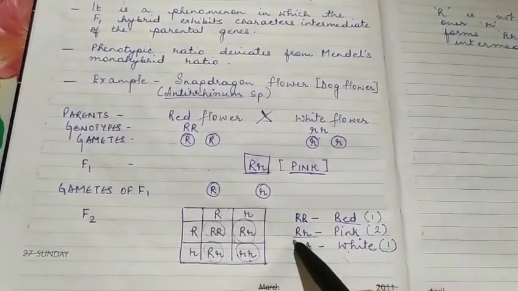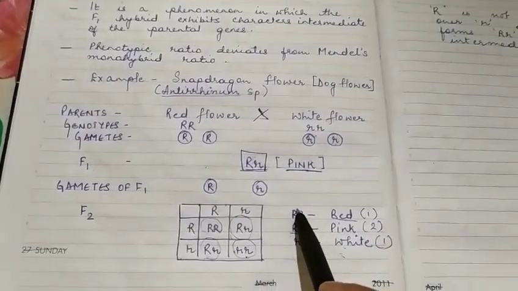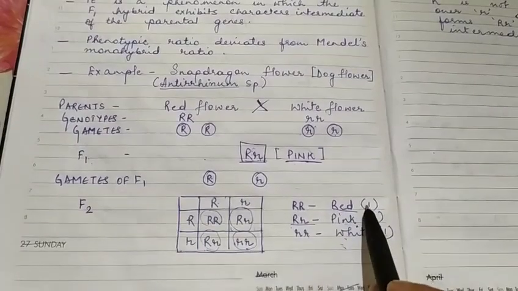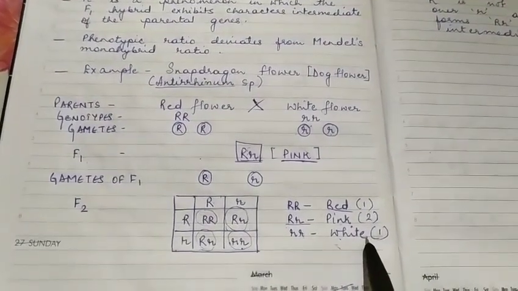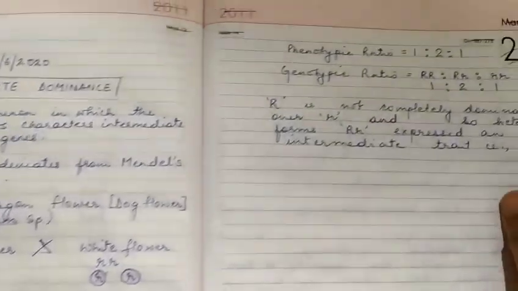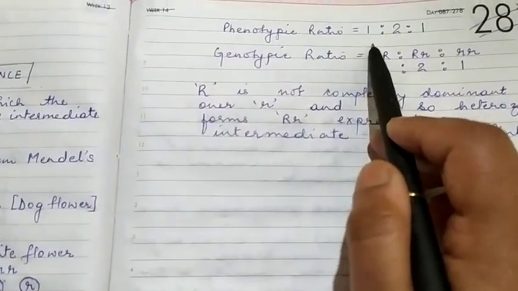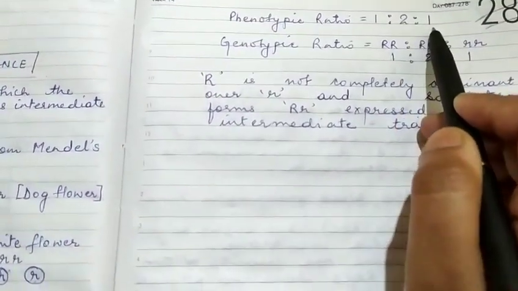Well, upon working out the genotype, now we know how it happens and why it happens. Out of the 4 individual possibilities, we get 1 red, 2 pinks, and 1 white. So ultimately what do we get? We get the phenotypic ratio as 1:2:1: 1 red, 2 pink, 1 white.